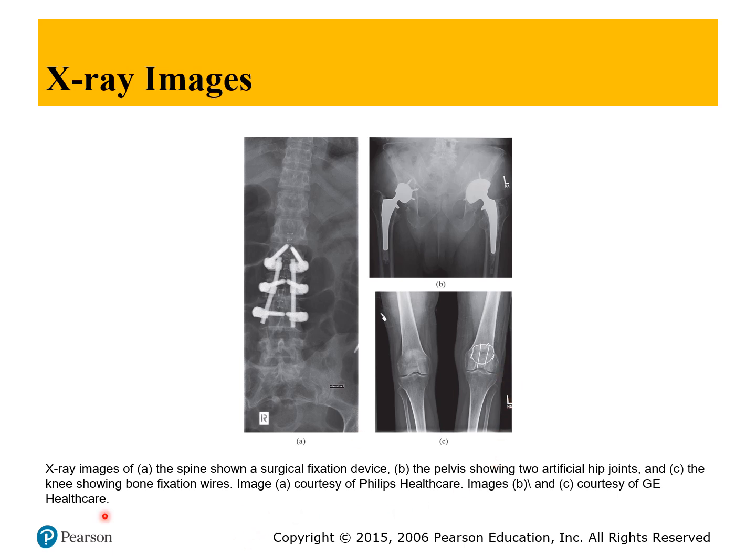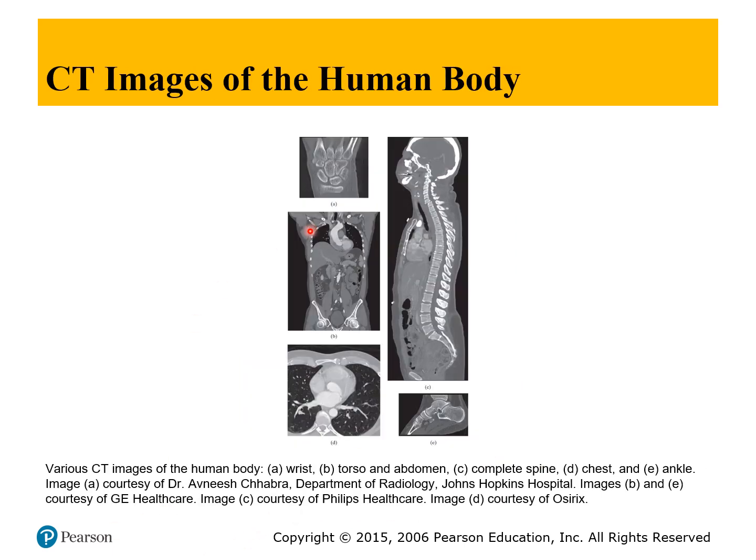So those are X-rays. Now the CT scan is still a radiographic image projection, correct? But the cool thing about the CT scan is that you are taking images from different angles, correct? So you can look at the CT scan images of the body. This is the wrist, torso, and abdominal. This is how they look. Complete spine. This is the abdominal, the torso. And this is a complete spine, chest, and ankle.